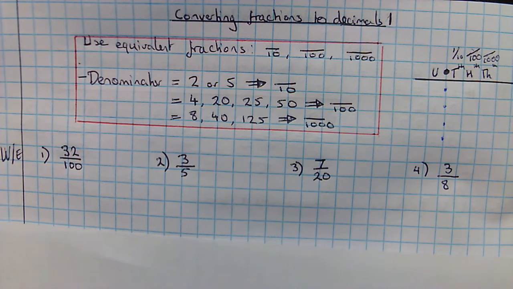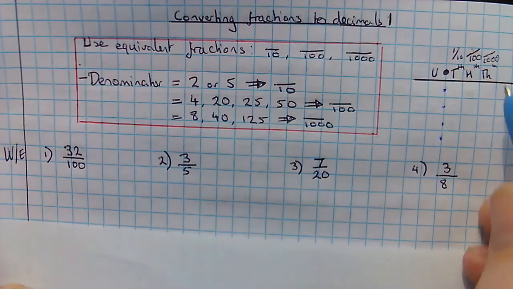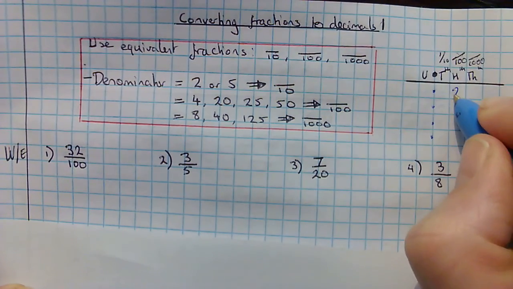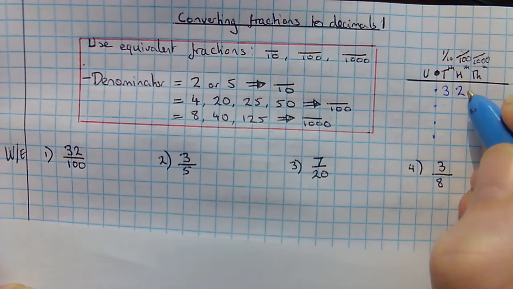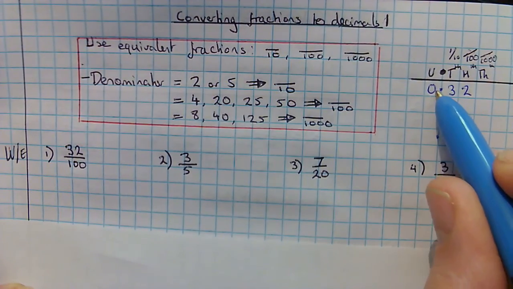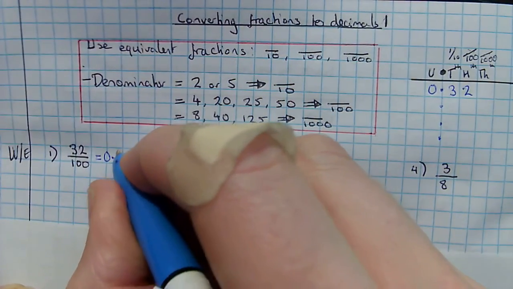Okay, so let's take a look at this first example. We've got 32 out of 100. That's a nice easy one because it's already given as a fraction out of 100. So we just write it into our place value table. Here, there's my hundredths column, so the 2 must go in there, so 32 out of 100, and I need to put my 0 in the decimals column. So the answer there is simply 0.32.